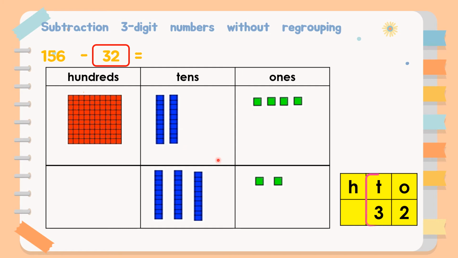Okay, the last one, 100. No number here. So, what can we do? We keep 1 in hundreds. What is the difference here? 1 in hundreds, 2 in tens, and 4 in ones left, yang tinggal. So 156 minus 32 is equal to 124.